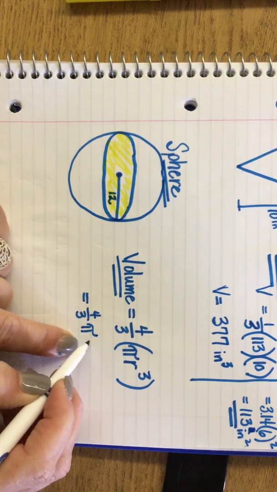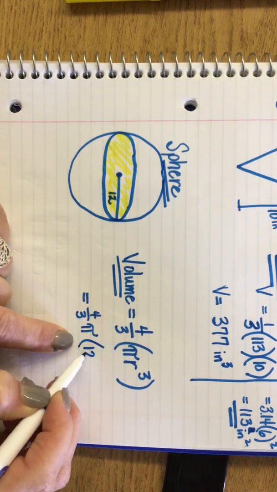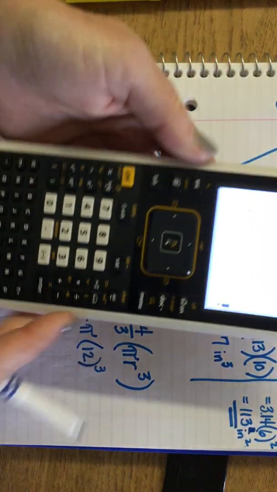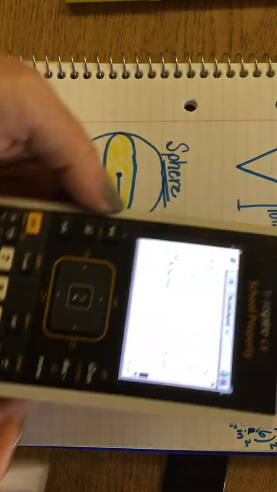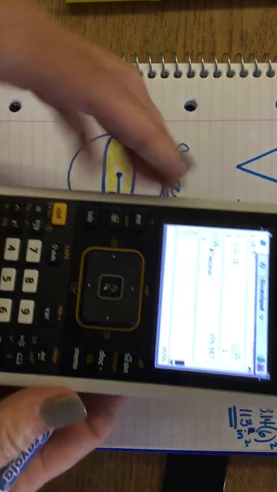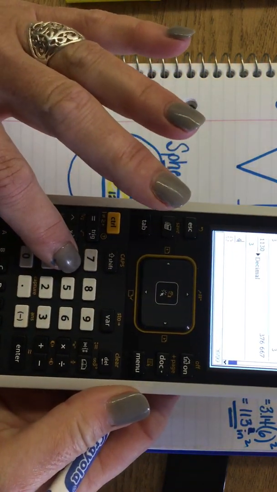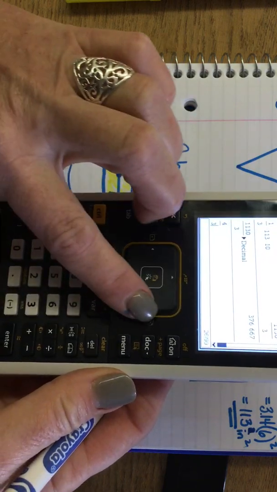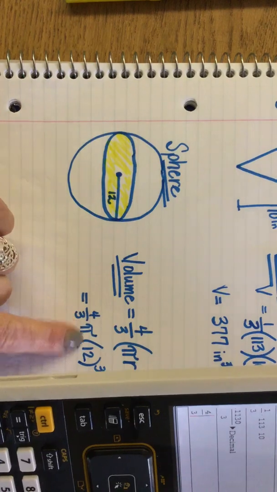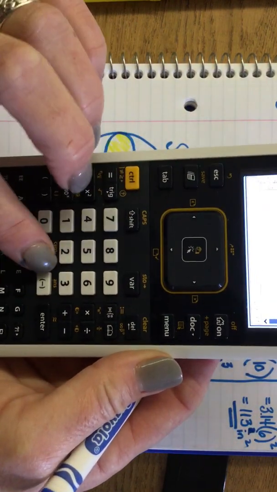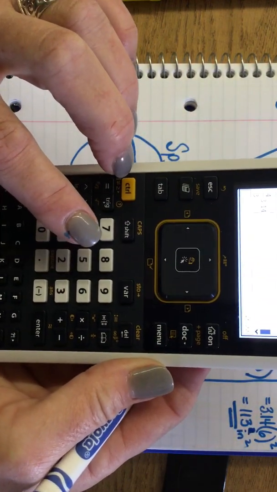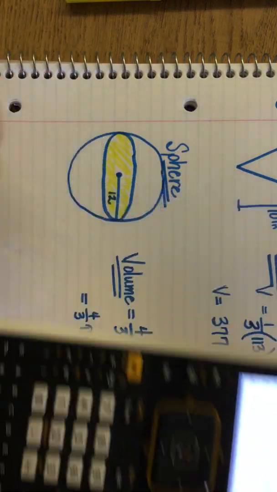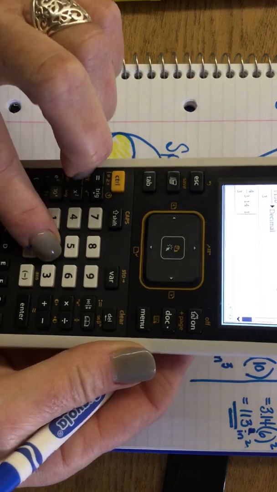Pi, and my radius is 12, and I'm going to cube it. Now all I have to do is put it in. I'm going to put that fraction, put the 4 on top, toggle down, put in my 3, get out of my fraction, place pi. I'm going to go ahead and use 3.14, and then I'm going to multiply times 12.